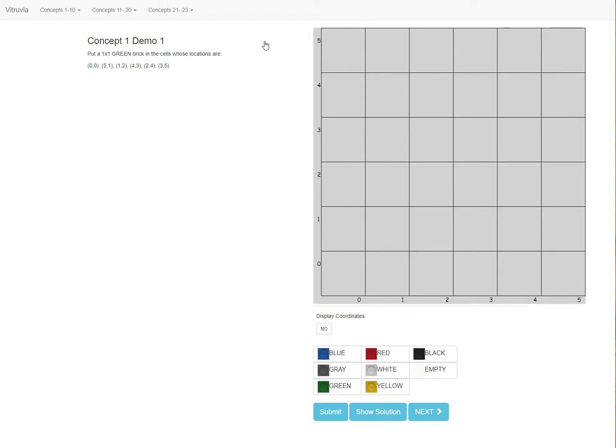What Vitruvia Concept 1 does is it gives you practice describing locations, the locations of cells on a grid. We're going to describe these locations using a pair of integers. In this context, these integers are referred to as coordinates. So we have a pair of coordinates. In math terms, this kind of grid is called a Cartesian plane, and the system for identifying locations on this plane is called a Cartesian coordinate system.